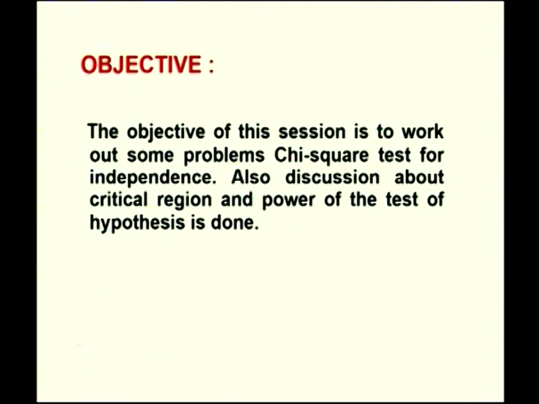In this session, in continuance with the chi-square test, we will be working out a problem in chi-square test for independence for a 3x3 contingency table, and then a discussion about critical region and power of the test is also done. This is one of the terminologies which is being used for a test of significance.